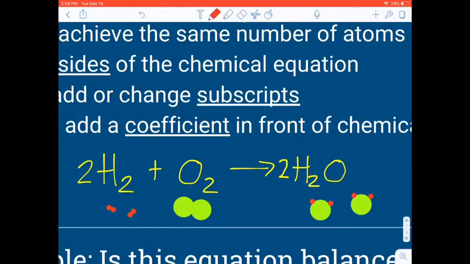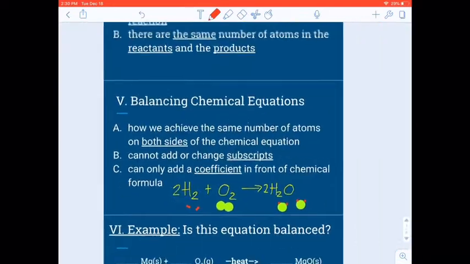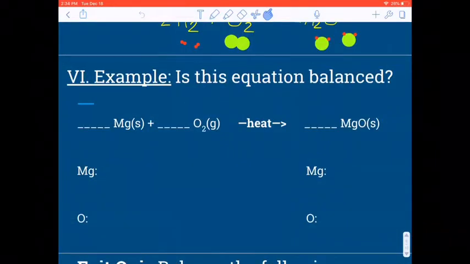So now we've got the same number of hydrogen atoms on the left as we do on the right, and the same number of oxygen atoms on the left as we do on the right. You don't need to add 1s in front of the formulas that you don't change. It's just assumed. You just need to write it if it's a number bigger than 1 for a coefficient. Alright, so let's take a look at that example.